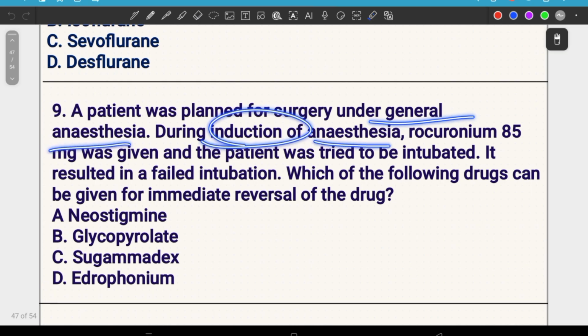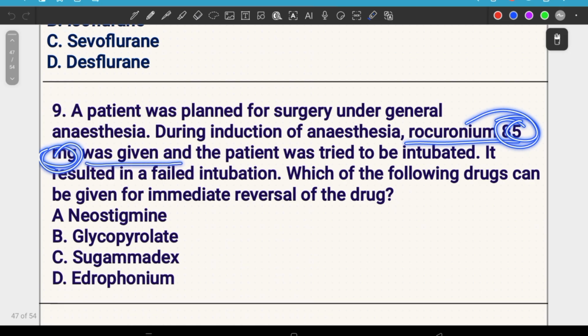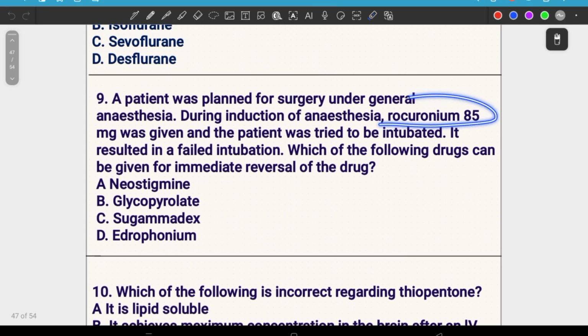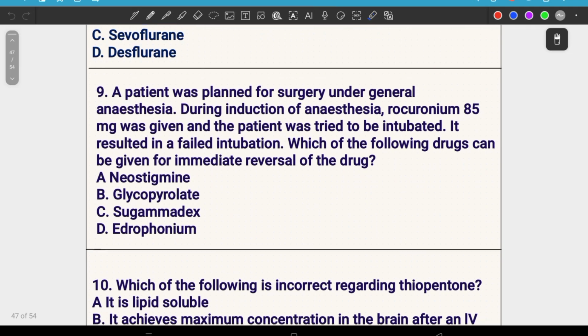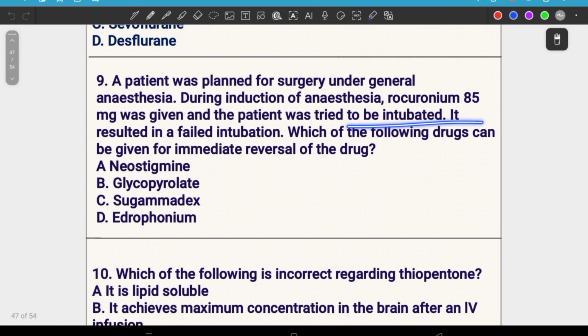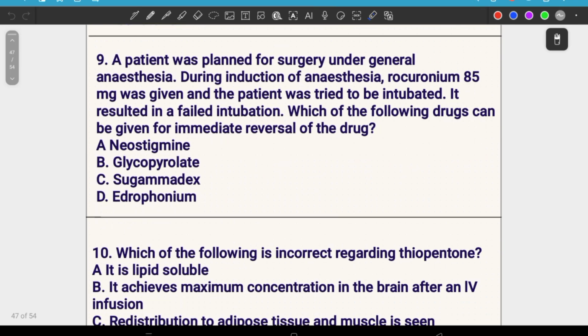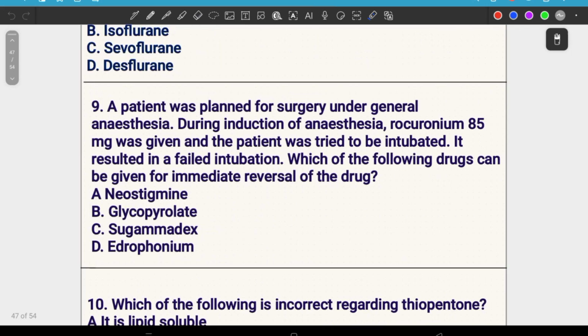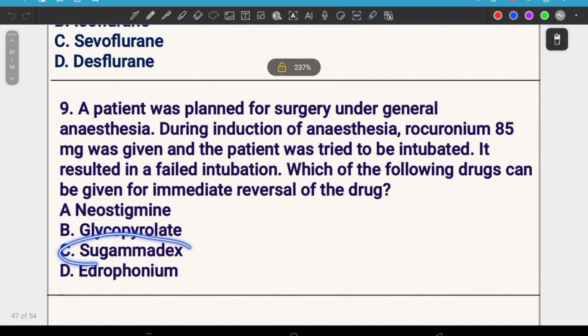Ninth one, the patient was planned for surgery under general anesthesia. During the induction of anesthesia, rocuronium 85 mg was given. The patient was tried to be intubated. It resulted in failed intubation. Which of the following drugs can be given immediately to reverse the drug? Now we have to know the rocuronium is already given and intubation was tried, but was unsuccessful. So, which of them can be given immediately? A reversal for rocuronium, that is Sugammadex.